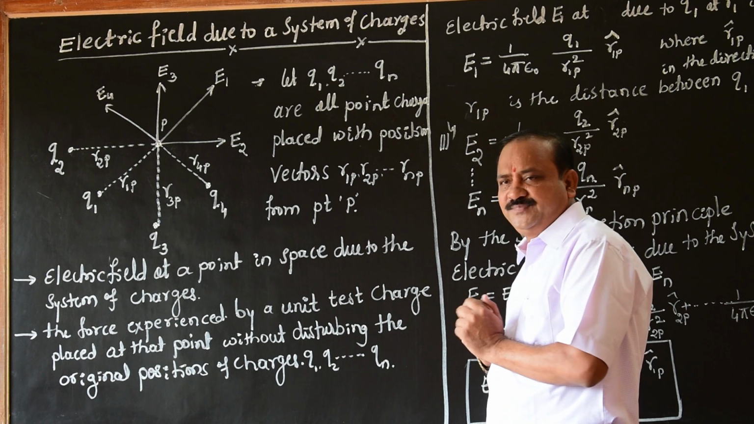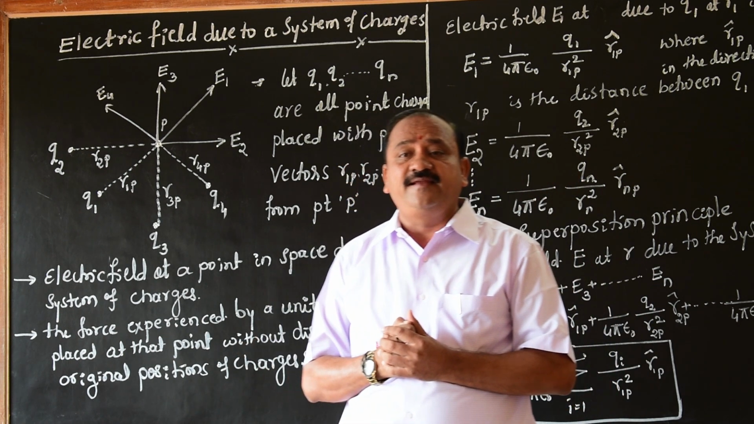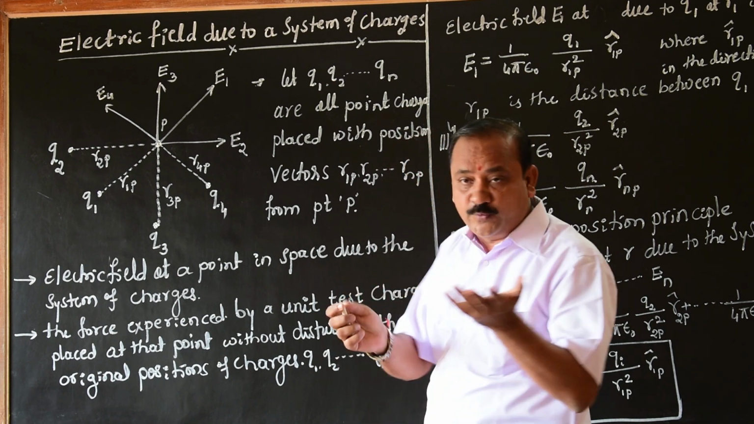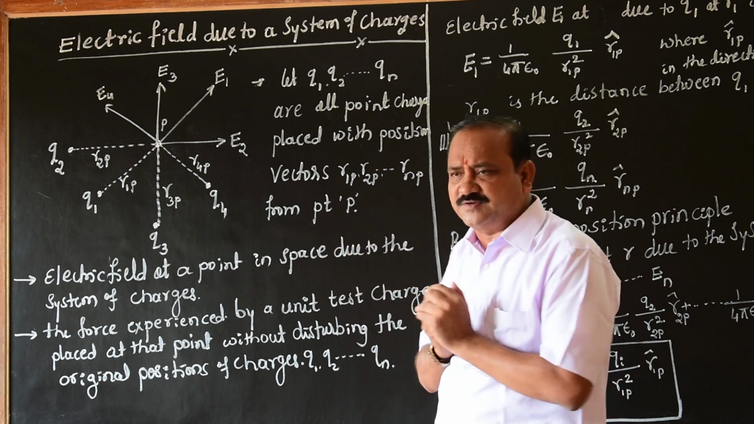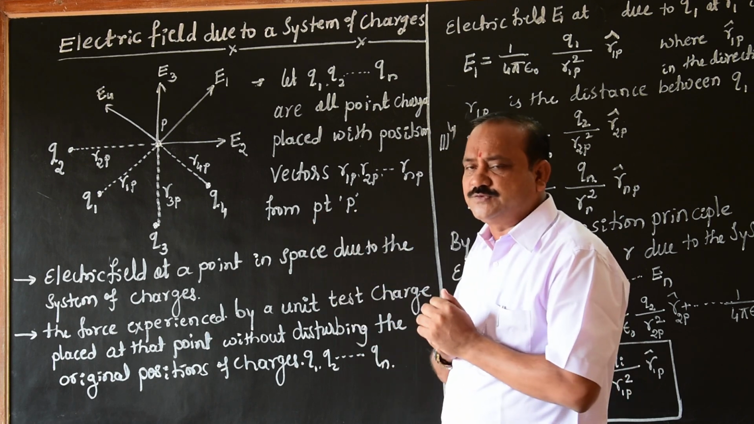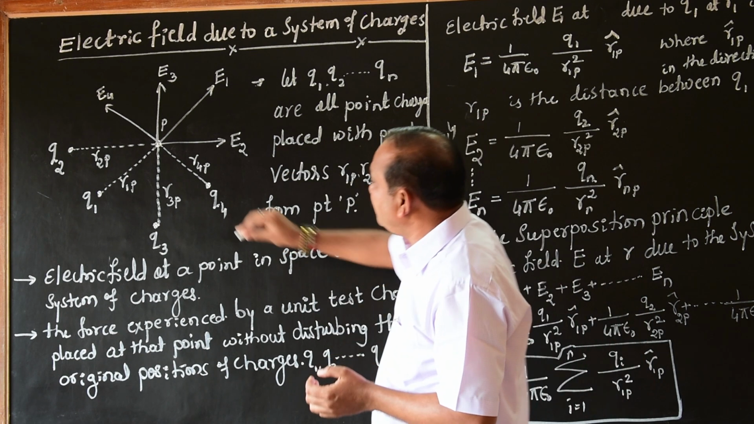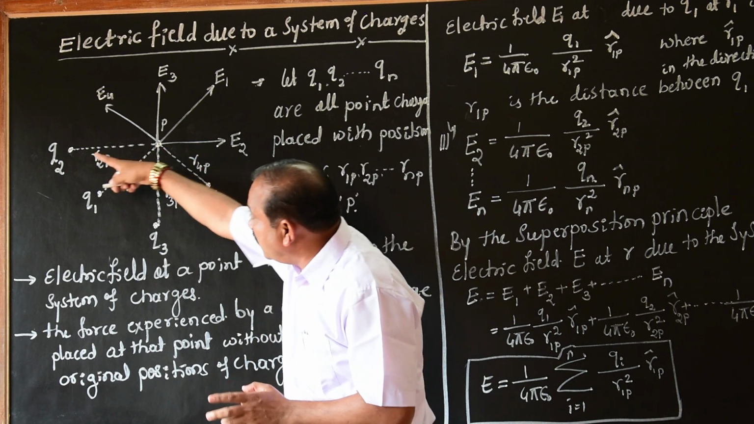It is similar to the previous expression. There, the electric field at a point due to a point charge, we already know, is E equal to 1 divided by 4 pi epsilon naught Q divided by R square, along the unit vector R. But in this case, I want to find the electric field at point P due to all this system of charges.